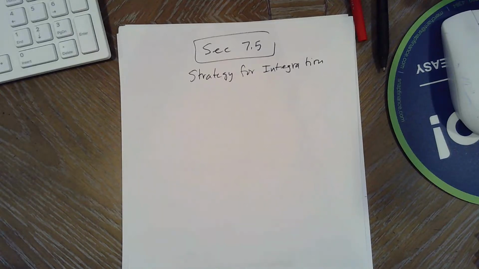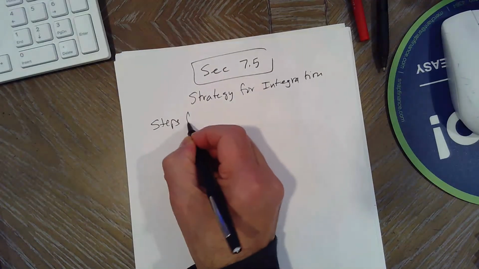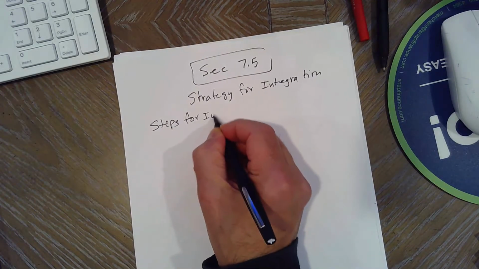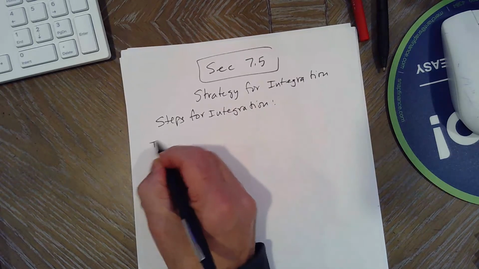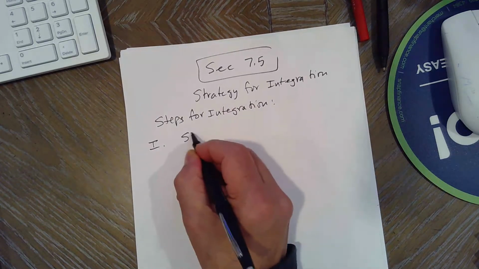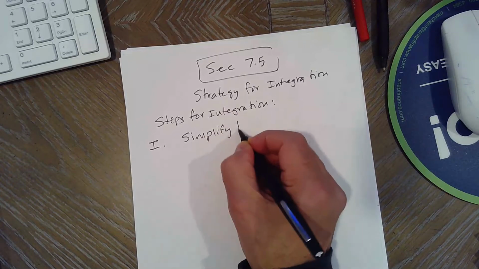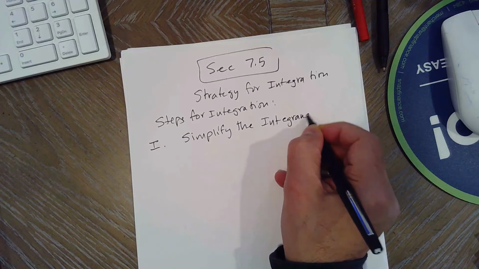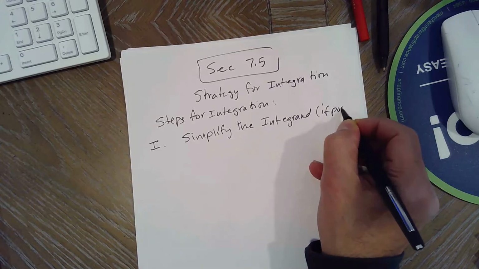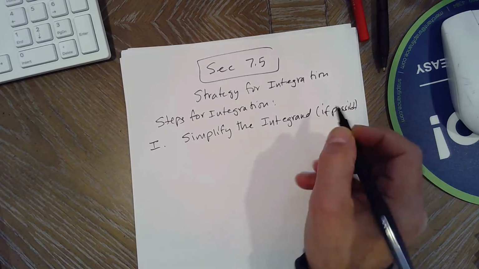So knowing all the integration rules, how do we go about solving an integration problem? The steps for integration. I'm going to go through this in steps. The first step is to simplify the integrand. Simplify the integrand if possible. Sometimes simplifying the integrand would do it all. Other times it won't. But it's worth trying.